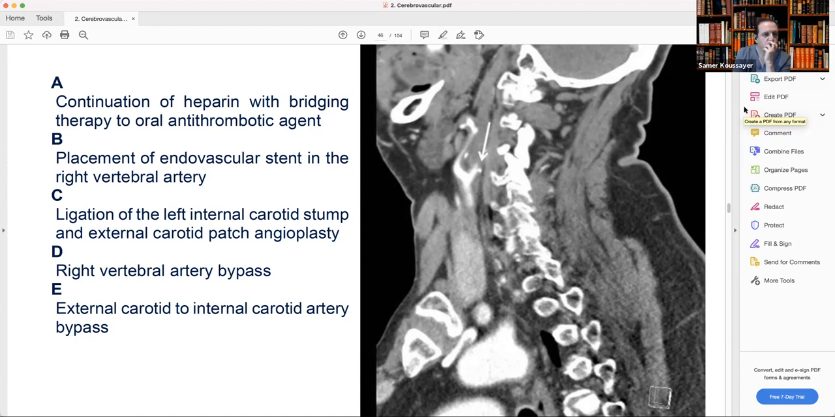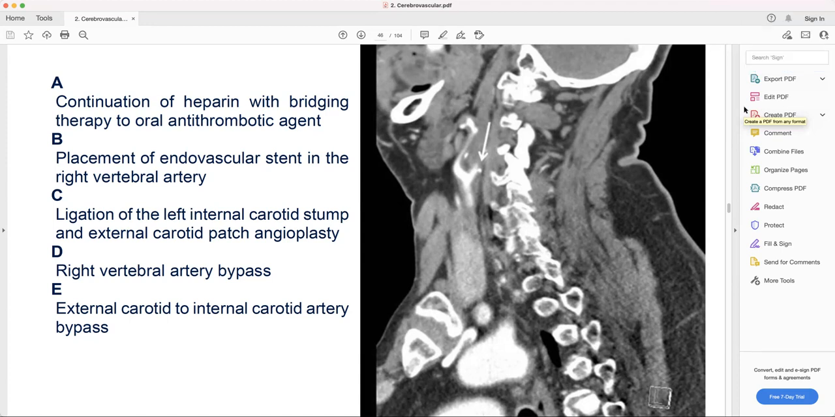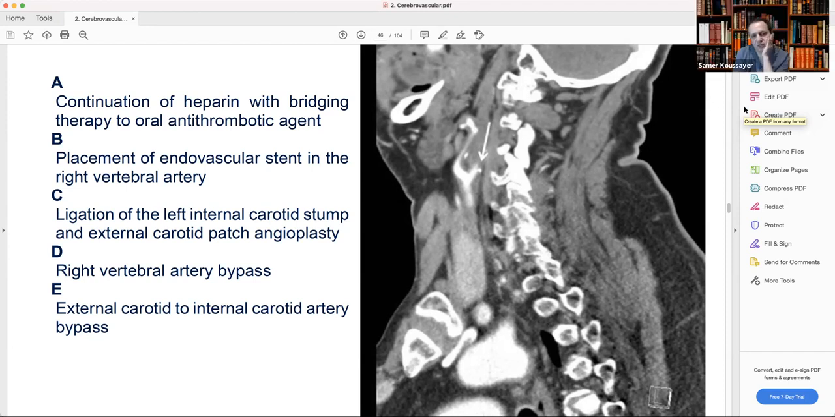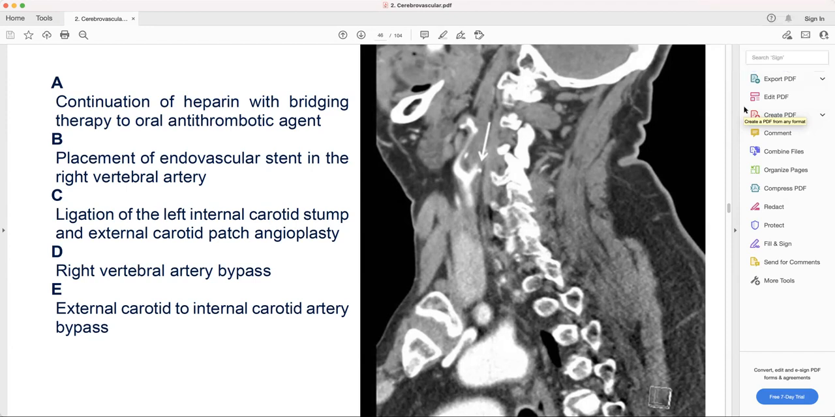Right vertebral artery bypass, no. External carotid to internal carotid artery bypass, no. So it will be C. This extracarotid to intercarotid bypass, nobody does it anymore. So anytime you see it in a question, by default it's wrong, you know.